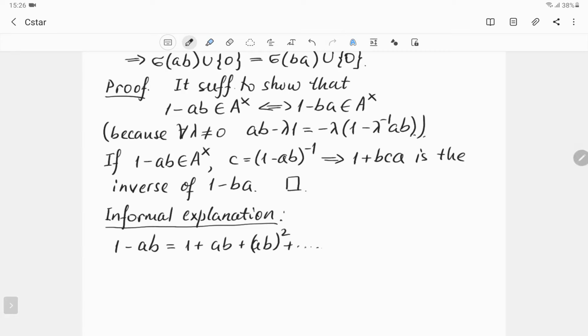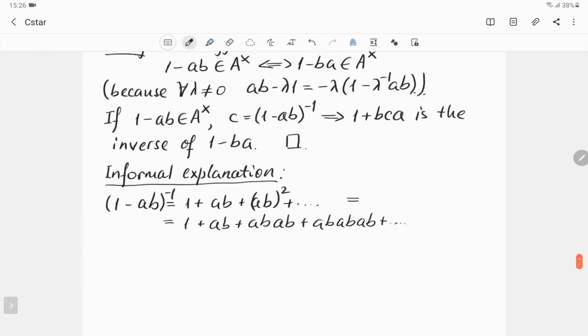But anyway, this helps. So what is this? This is 1 plus AB plus AB, AB, and so on. So this is (1 minus AB) inverse, of course. I'm writing the inverse element of 1 minus AB. So if we try to do the same for 1 minus BA, the result will look as follows: 1 plus BA plus BA, BA plus BA, BA, BA, and so on.